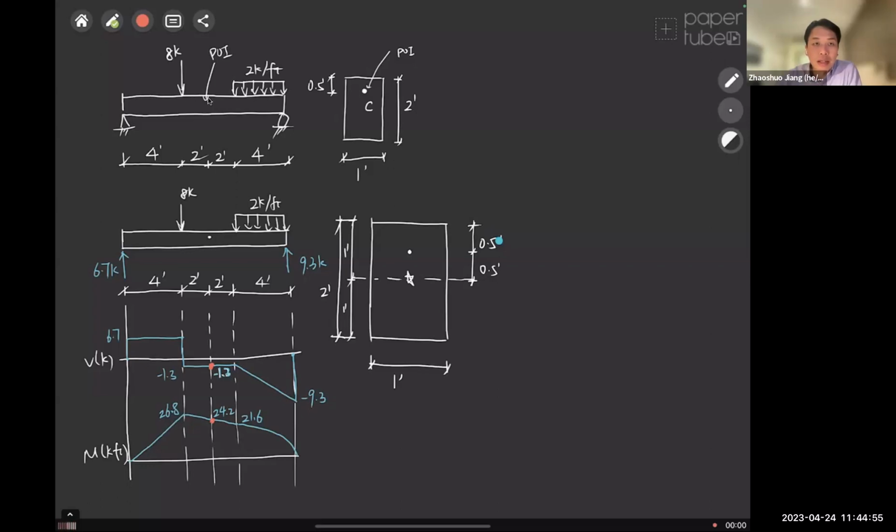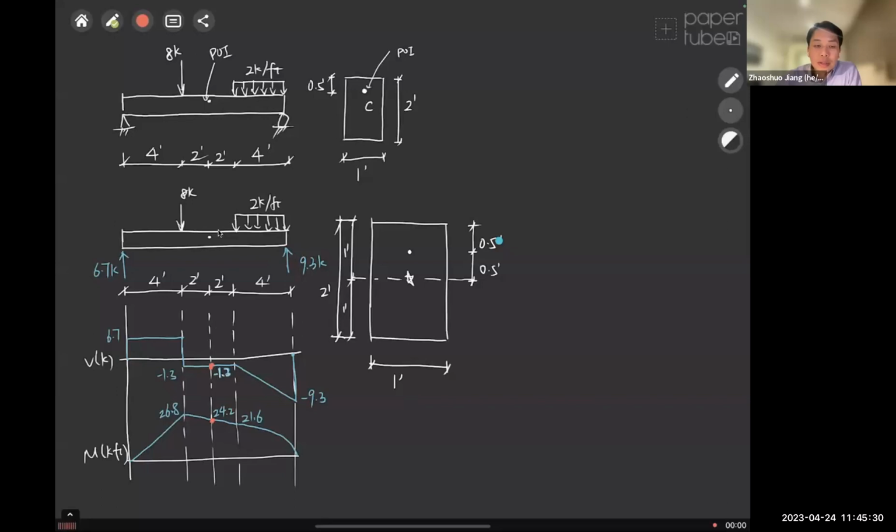The point of interest is in the middle, and we can use the knowledge that we learned before to find out the reaction forces. On the left side, 6.7 kips. On the right side, 9.3 kips pointing upward. Now, I'm not going to go through how we calculate those, but if you still have difficulty finding the reaction force, please let me know. We can sit down and work this out. With that information, we'll be able to draw our shear diagram and the moment diagram correctly.